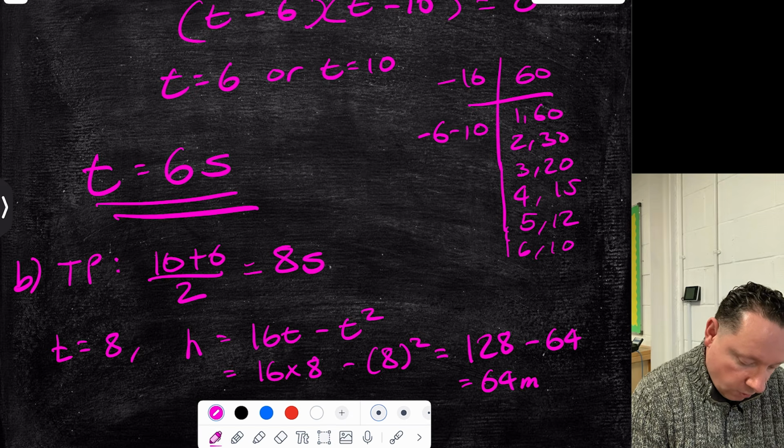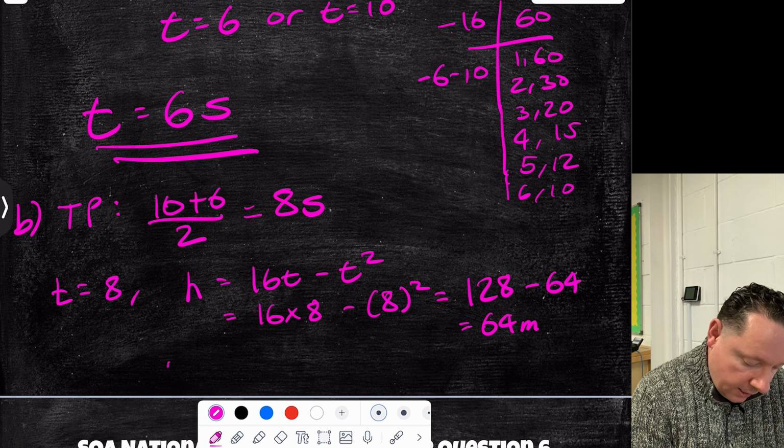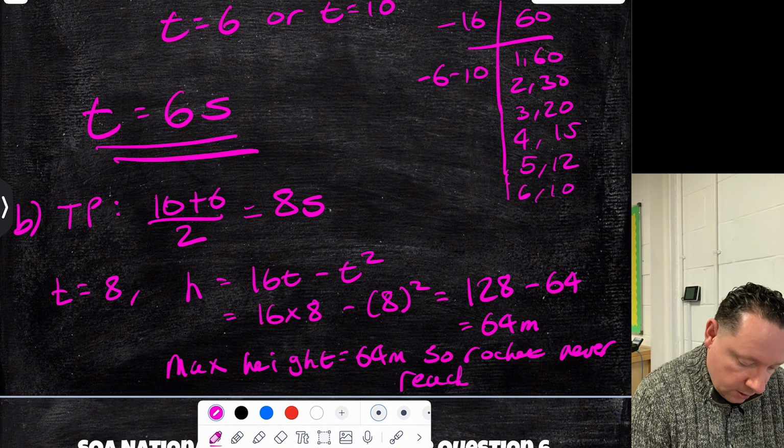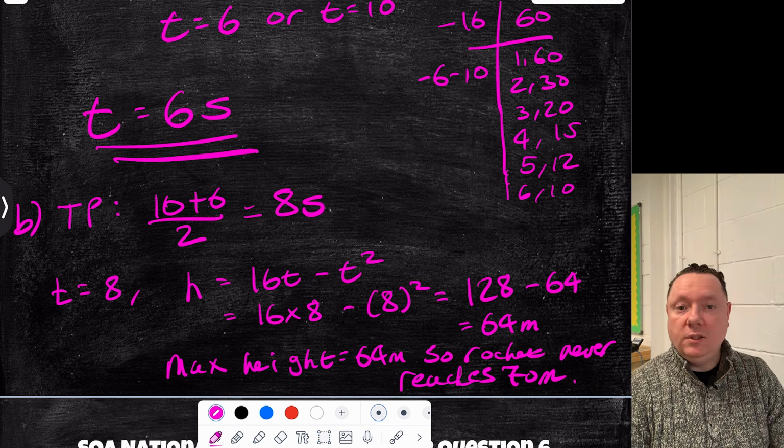So then we just write a little statement. Max height equals 64. So the rocket never reaches 70 meters. And we're done there.